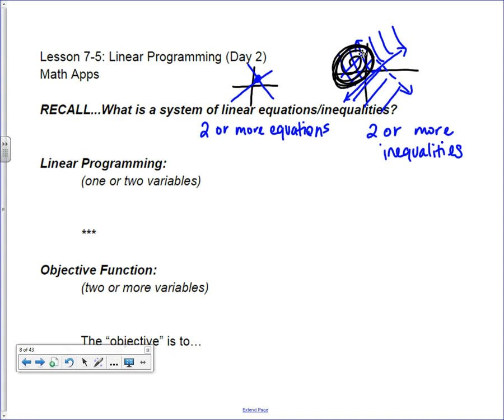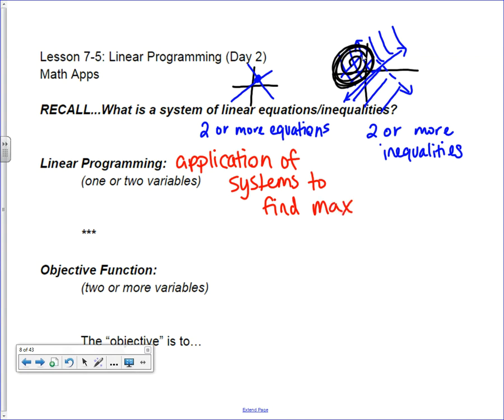We talked about linear programming. Linear programming is an application of systems to find a max or a min. It's an application, and so far, we haven't really done the application yet. We've just been doing regular problems. Eventually, we'll be doing whole word problems, and we'll be using linear programming to find the max and the min. For example, a business might want to find the maximum amount of profit it could make. Okay, so it would use something like this.